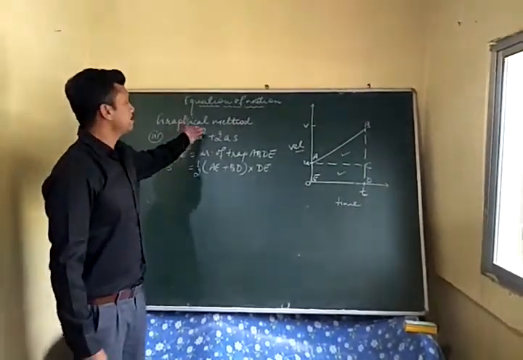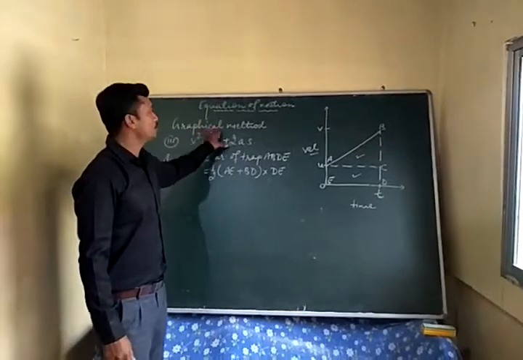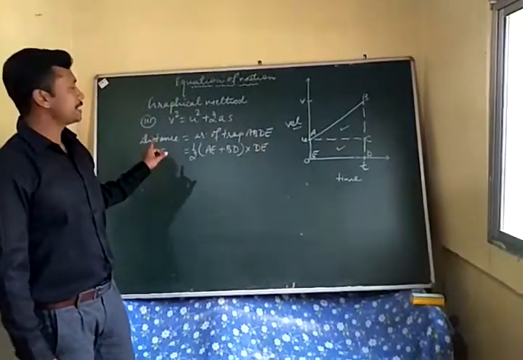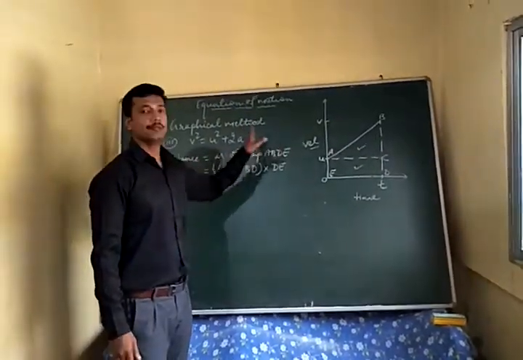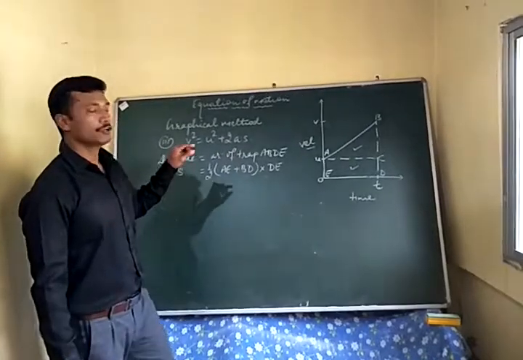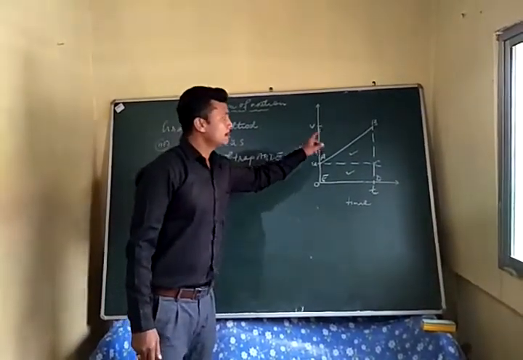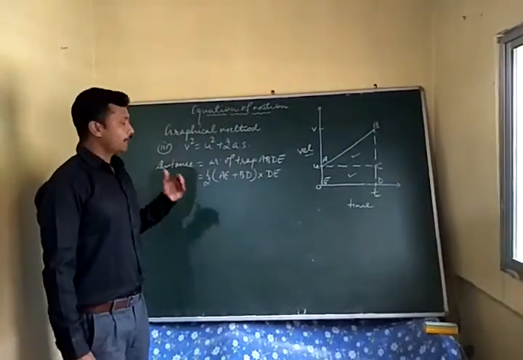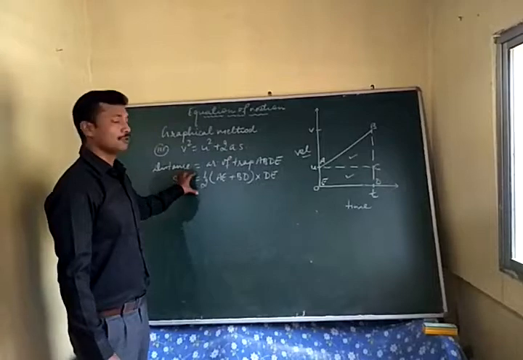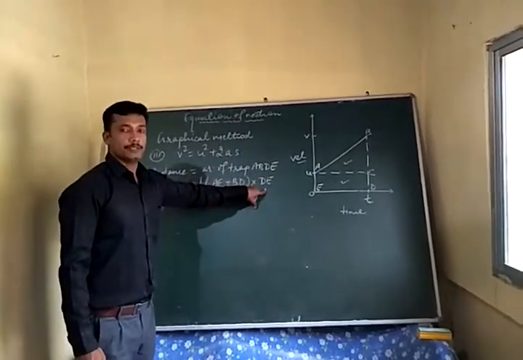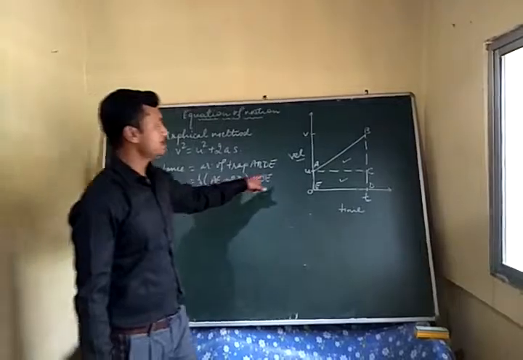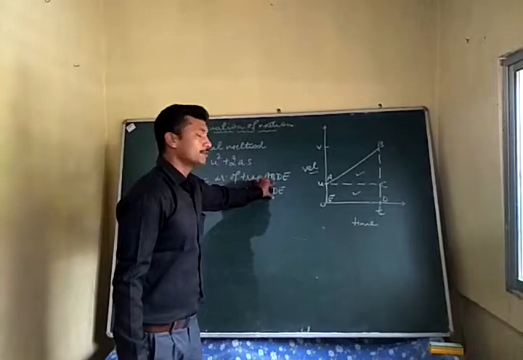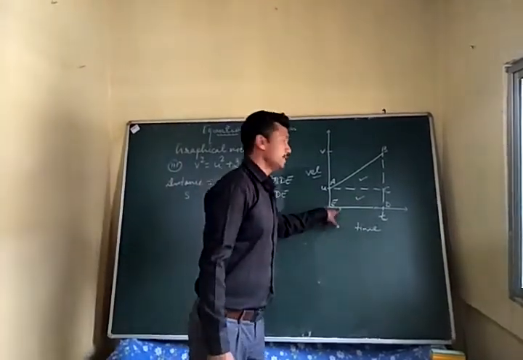Now coming to the third equation of motion, v² = u² + 2as. We'll be using the same figure and the formula is also the same. Distance is equal to the area of trapezium ABDE. Now this time we are not going to split the trapezium into triangle and rectangle. Instead we'll be carrying on with the trapezium only. You know the formula of a trapezium is half into sum of parallel sides into height. You can see the parallel sides here are AE and BD. You can add these two, and the height for the trapezium can be taken as DE.